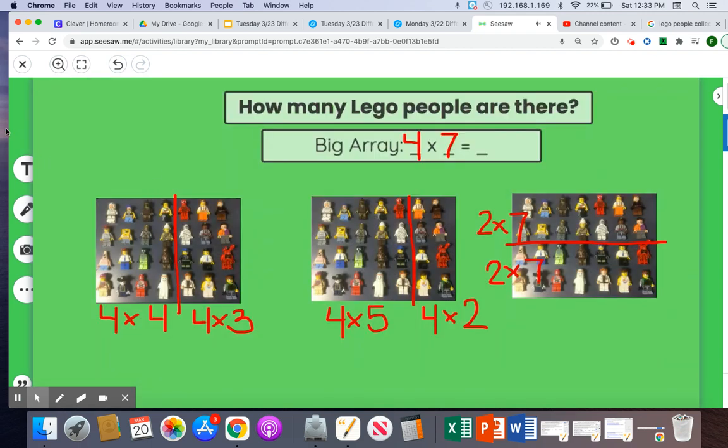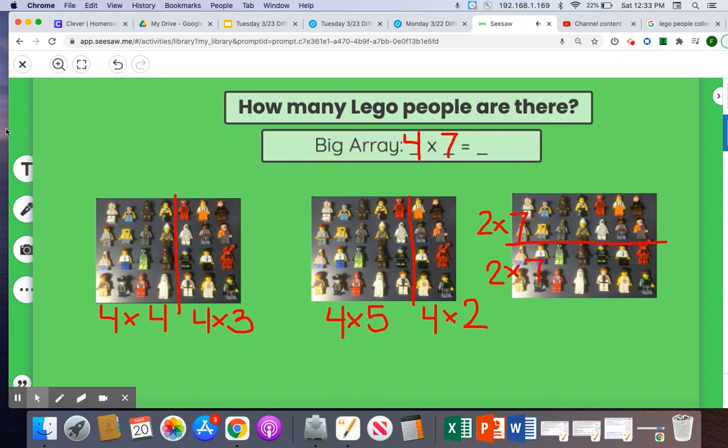Okay, third graders, we're going to continue our work with answering math questions about arrays. Today, we are going to add one more step though, and I'm going to show you that with my work. So our math question is how many Lego people are there? And you can see that the Lego people are arranged in an array.